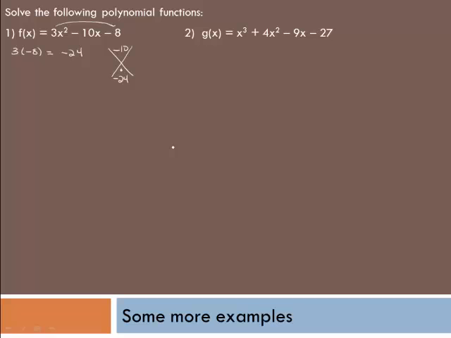Okay, so I'm looking for two factors of 24 that will have a difference of 10. And that's 2 and 12. And because I want my 10 to be negative, I'm going to make my 12 negative. I replace the negative 10 with a 2x and a negative 12x. And then I'm going to factor by grouping.